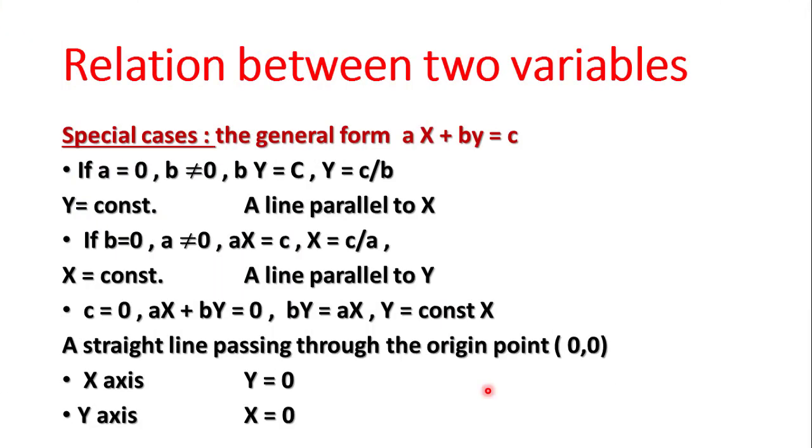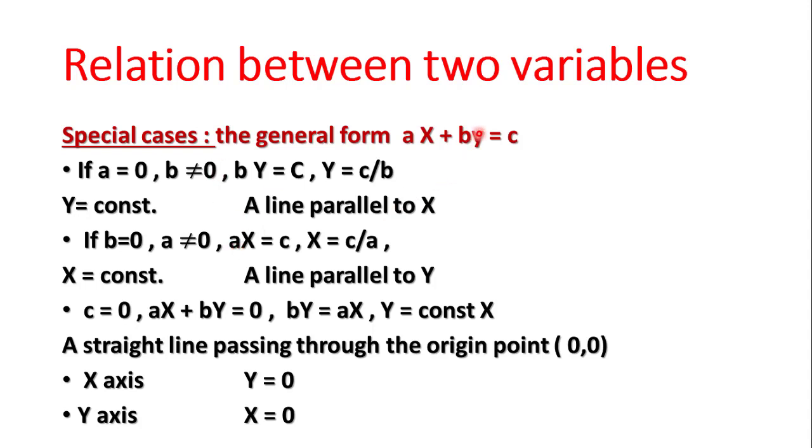Okay, we have some special cases. For example, if a equals 0 and b doesn't equal 0, in this case we have a line parallel to x. So if y equals a constant, this is a line parallel to x. This is the first special case. If y equals, for example, 2, 5 or 6, then I'll get a line parallel to x.